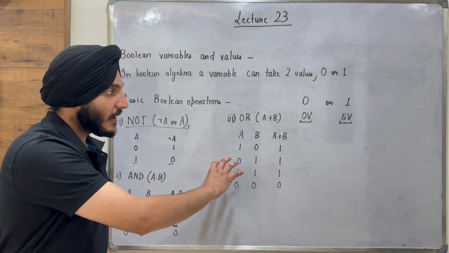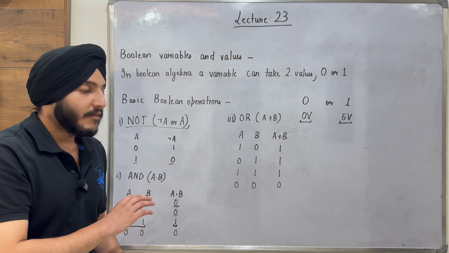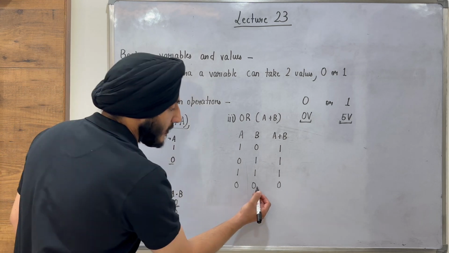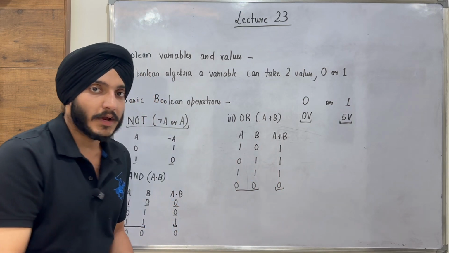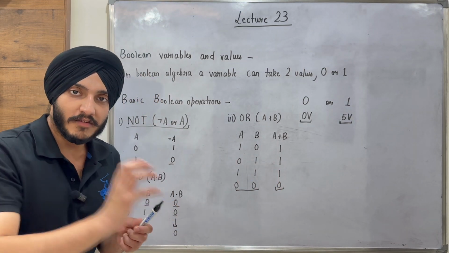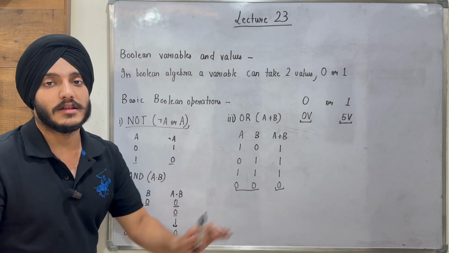Now, OR is basically the opposite of it. In every single case except when both the values are false, the other values are going to be true. So in OR, I just want one of the values to be true, and I don't care about any other value in that case.